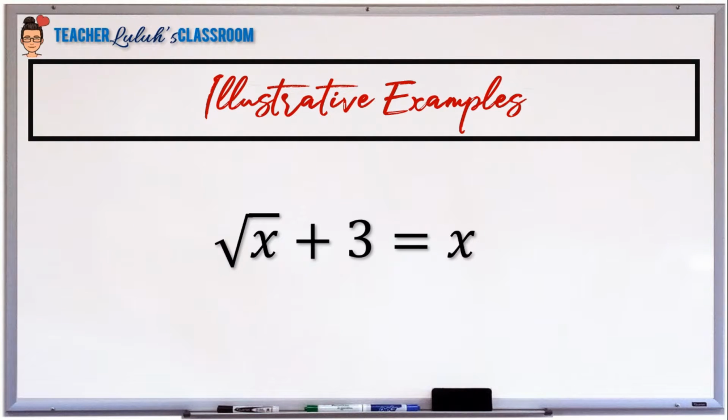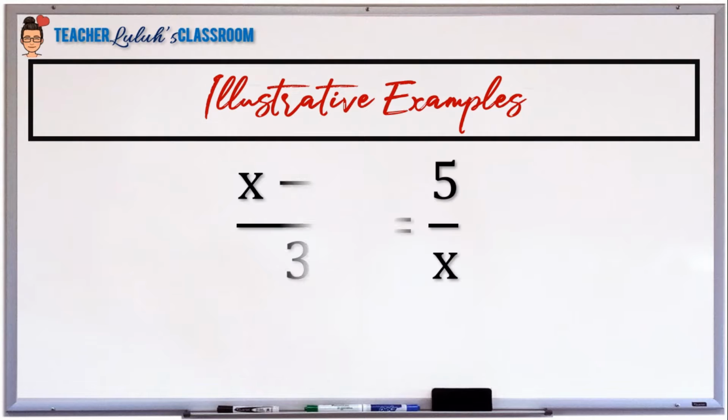Let's try one more. How about this? Square root of x plus 3 equals x. Is this a quadratic equation or not? Alright, it is not a quadratic equation. Why is it not? Correct, because of this term. We have square root of x, which is raised to 1/2. This is a radical equation. Okay, because of that square root of x. So, making it not a quadratic equation.